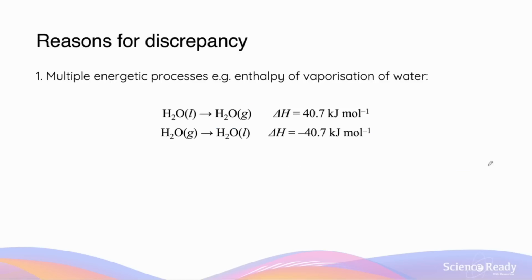There are several energy processes that occur in a chemical reaction, and therefore reasons for the discrepancy between the theoretical values for enthalpy change and the ones we calculate by using bond energies only. The first energy process that we haven't considered in our previous calculations is the energy involved in a state change of atoms and molecules. For example, the enthalpy of vaporizing water, which is the energy required to transform liquid water into a gaseous state, is 40.7 kilojoules for every mole of water.